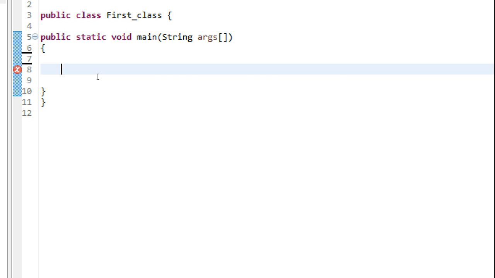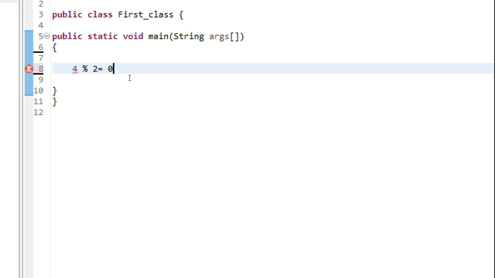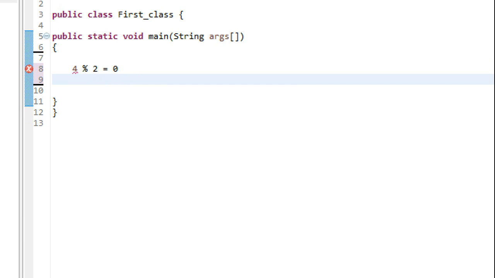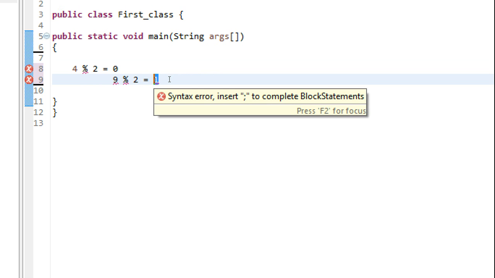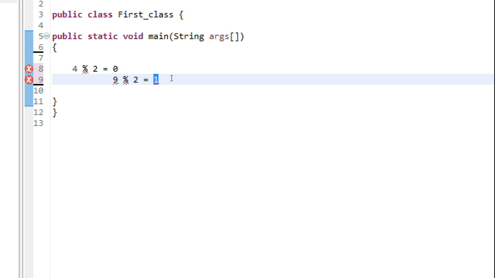Okay, now if I write 4 modulus 2, what would I get? I get 0, because the remainder that I obtain if I divide 4 by 2 is 0, and that is how the modulus operator works. Say I write 9 modulus 2, my result would be 1, because if I divide 9 by 2, the remainder that I obtain is 1, and that is all the modulus operator is.